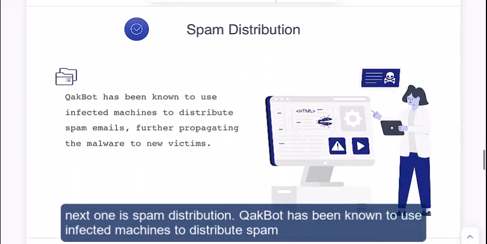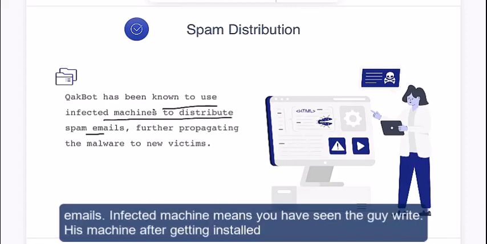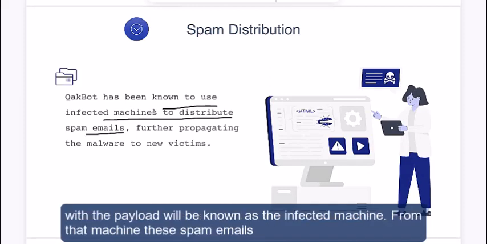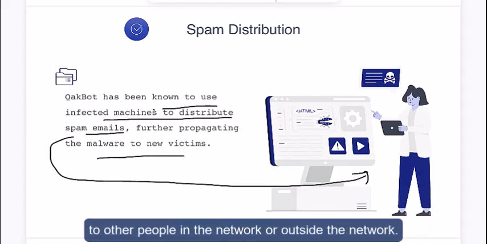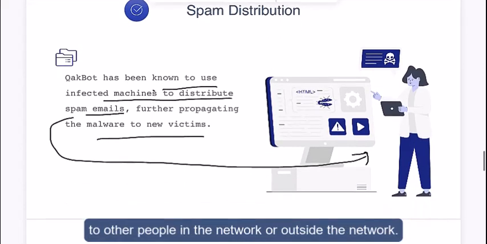So next one is spam distribution. QakBot has been known to use infected machines to distribute spam emails. Infected machine means the machine of the victim, after getting installed with the payload, will be known as the infected machine. From that machine, these spam emails will be sent to other people, to propagate the malware to other people in the network or outside the network.